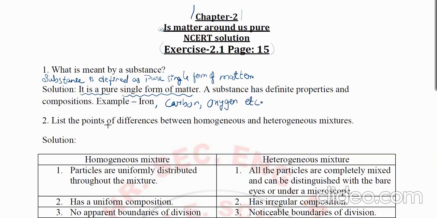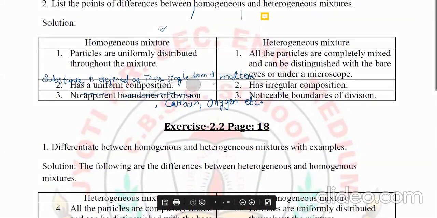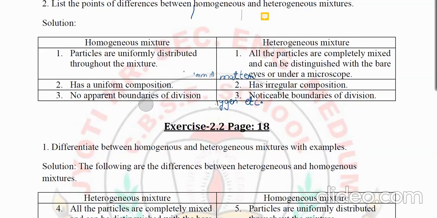List the points of difference between homogeneous and heterogeneous mixtures. This is your second question on page number 15, exercise 2.1. Here we have to differentiate between homogeneous and heterogeneous mixtures. We have formed two different columns for them: one column for homogeneous mixture and one column for heterogeneous mixture. Now we have to differentiate between them.